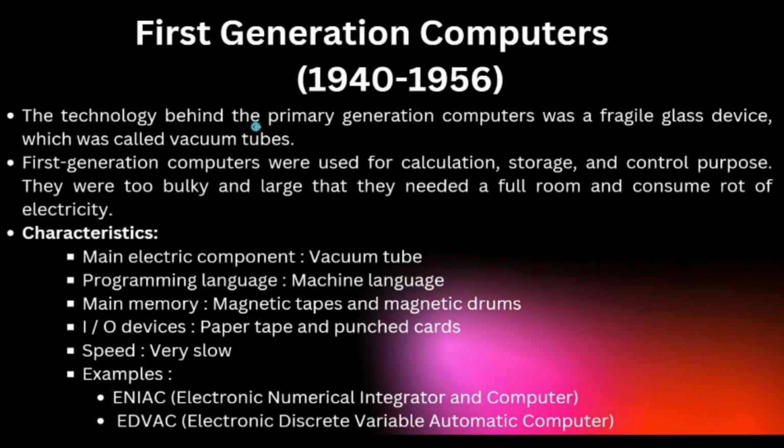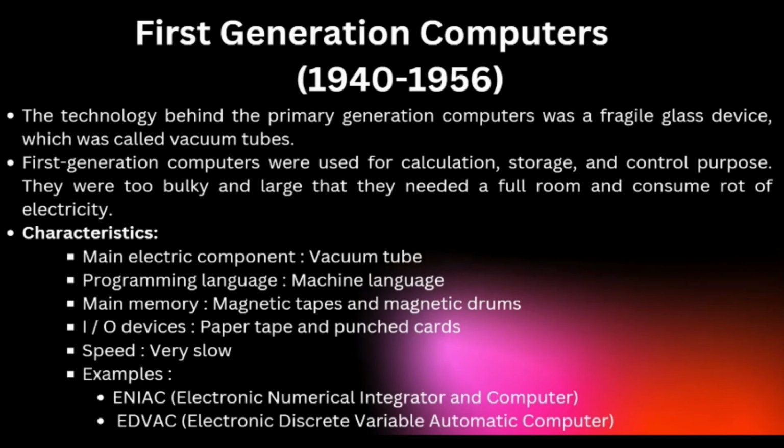Let's begin with the first generation of computers. The technology behind the primary generation of computers was a fragile glass device which was called vacuum tubes. First generation computers were used for calculation, storage, and control purposes. They were so bulky and large that they needed a full room and would consume a lot of electricity.